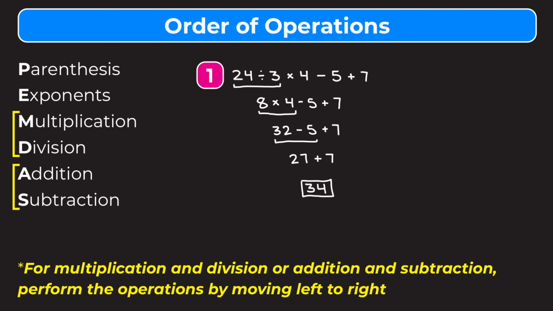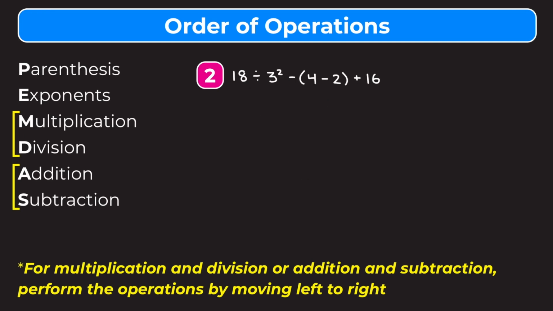Let's go through some more examples. So for this example, we have exponents and parentheses. And if we look at PEMDAS, we want to do what's inside the parentheses first. So that's where we're going to start. We're going to start with this 4 minus 2 in our parentheses. We're going to keep everything else the same. So 18 divided by 3 squared minus, and then 4 minus 2 is 2. And then we have plus 16.